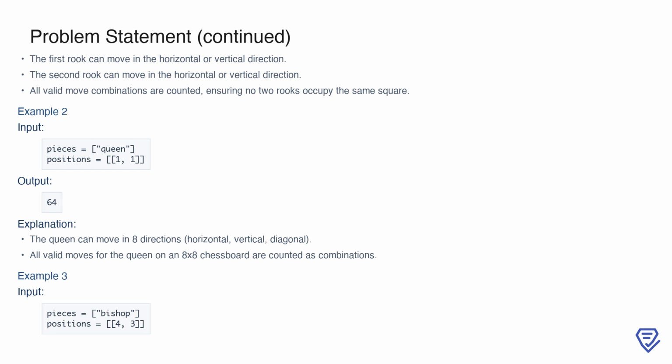In the first example, we have two rooks starting at positions 1, 1, and 1, 2. Each rook can move horizontally or vertically, and we need to count all valid combinations of their moves, ensuring they don't end up on the same square. In this case, the total number of valid move combinations is 23. Another example involves a single queen starting at position 1, 1. Since the queen can move in 8 possible directions, horizontally, vertically, and diagonally, we calculate all valid moves for this piece on an 8x8 chessboard, resulting in 64 valid combinations.